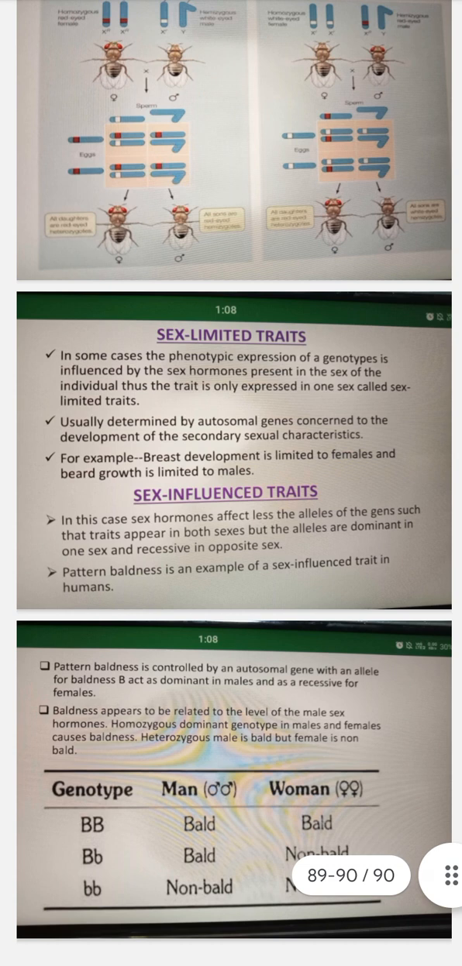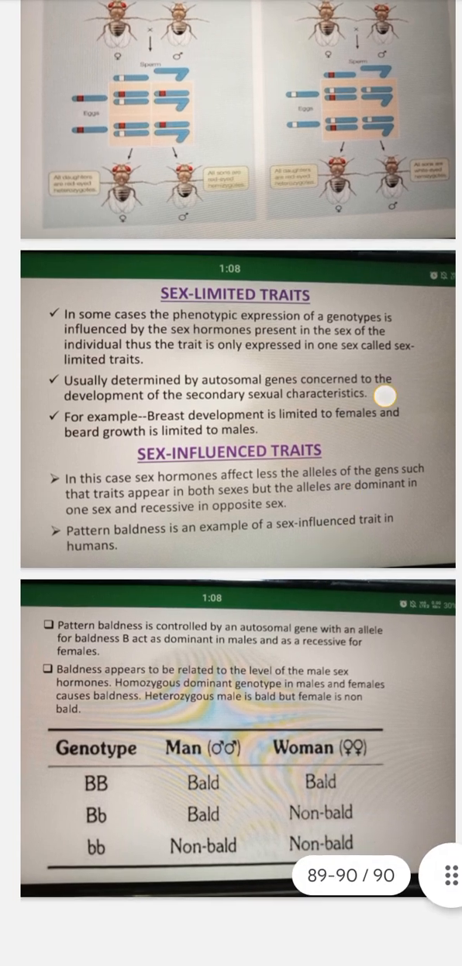Sex-limited traits and sex-influenced traits. Sex-limited traits: in some cases, the phenotypic expression of a genotype is influenced by the hormones present in that individual, thus the trait is only expressed in one sex. These are usually determined by autosomal genes concerned with the development of secondary sexual characteristics.